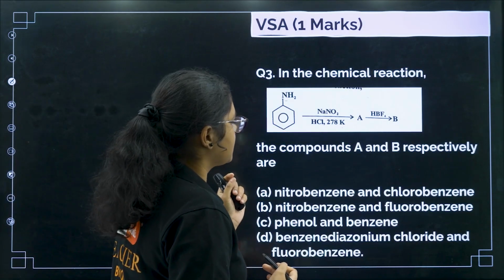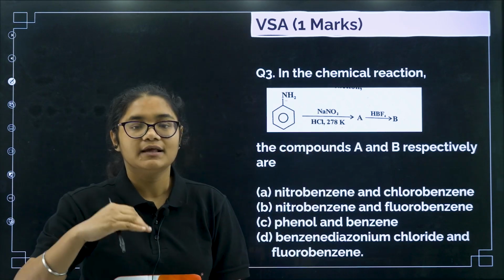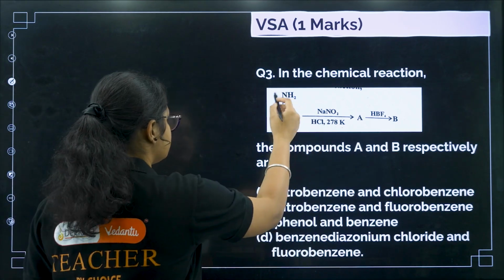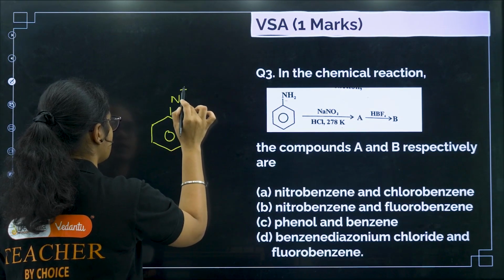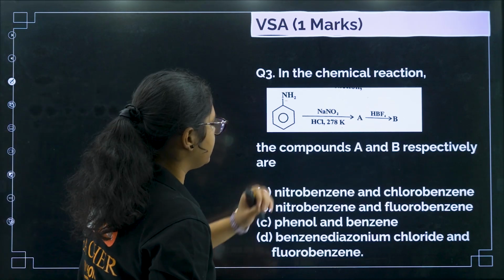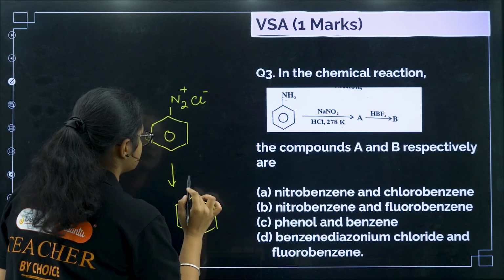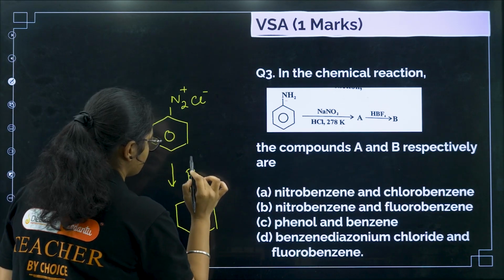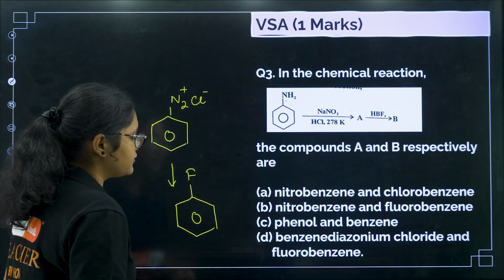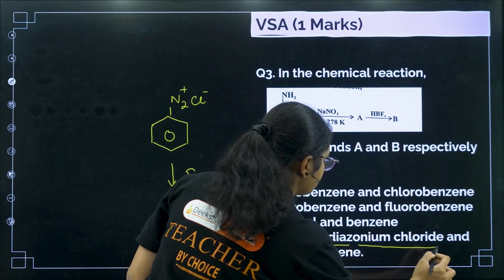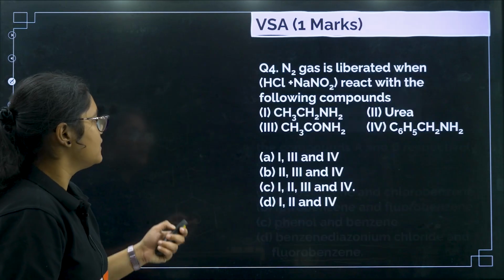In the chemical reaction, the compounds A and B respectively are. When you do NaNO2/HCl, that is diazotization. The NH2 group gets converted to N2+ and Cl-. Next, when you treat it with H+ and BF4-, fluorobenzene is formed. Fluorination takes place with this. So the first one will be benzene diazonium chloride, and then we will get fluorobenzene. So the correct answer is option number D. Next, question number 4.